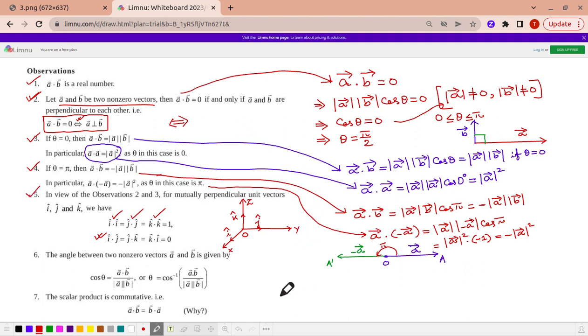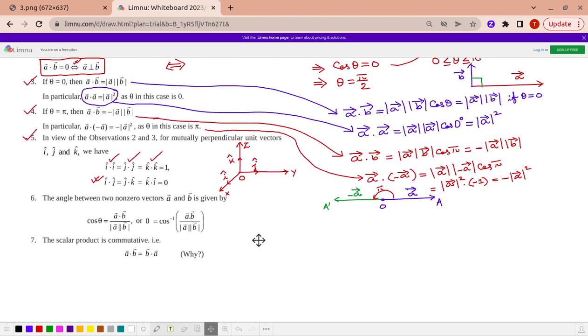Now let's come to the sixth observation, dear students, and here it is the angle between two non-zero vectors a and b. Suppose we need to find the angle between two non-zero vectors a and b. The vectors are known to us, that means we know the magnitude and the direction. So how can we find that? There is a very simple methodology, we can make use of the dot product. So let me elaborate here.